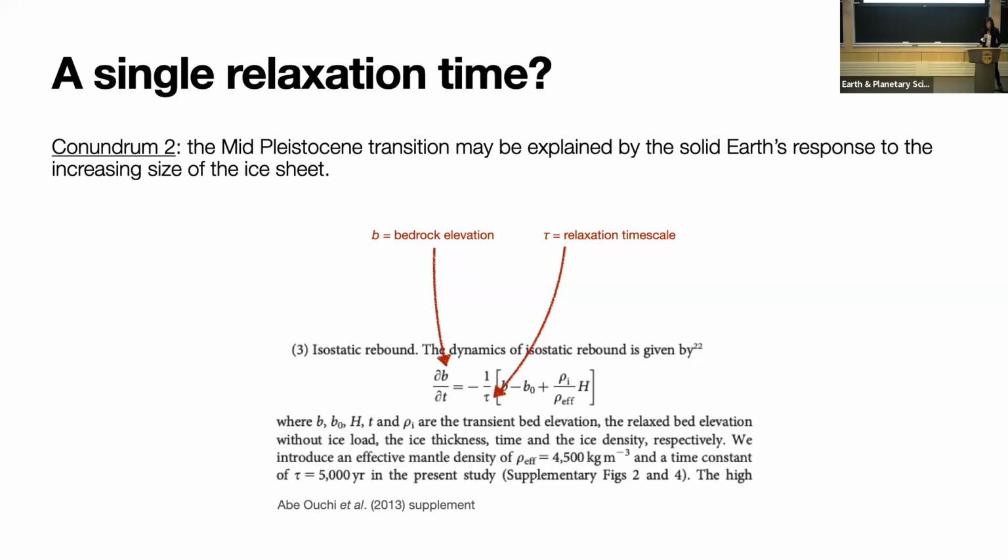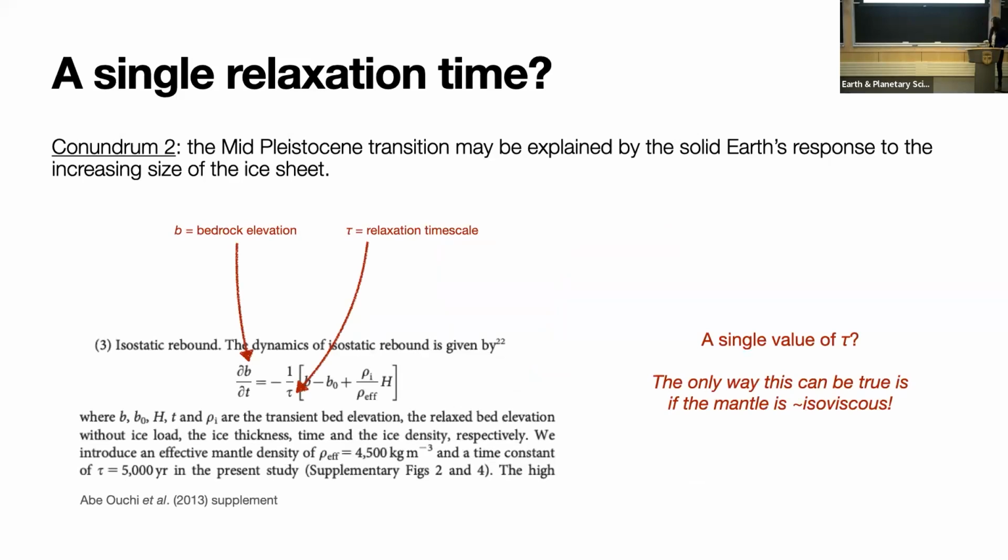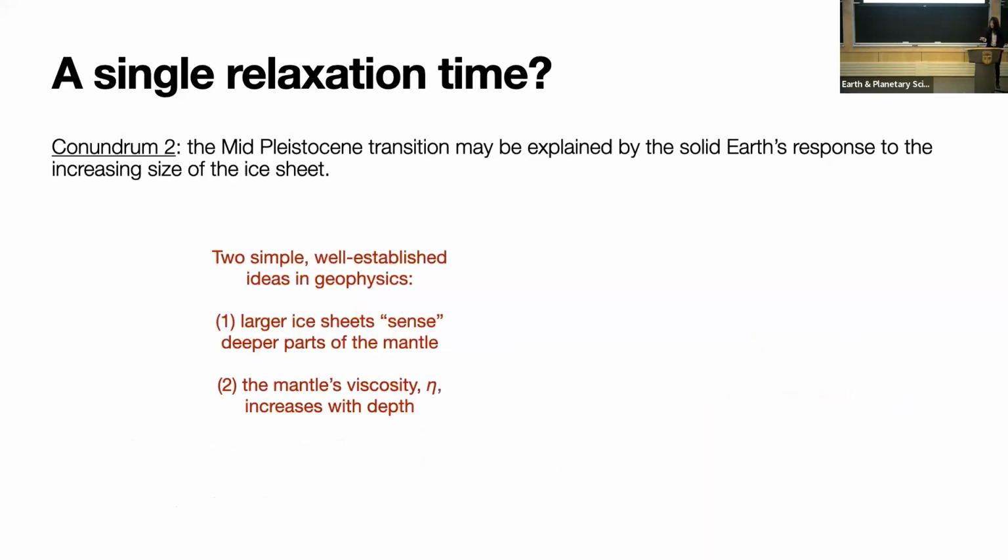So this is the second conundrum. And so now returning to Abe-Ouchi's differential equation of how she modeled the subsidence of bedrock, looking at this as a geophysicist, this kind of single timescale just doesn't sit well. The only way you can get a single value of tau is if the mantle is isoviscous, if the mantle has one single viscosity.